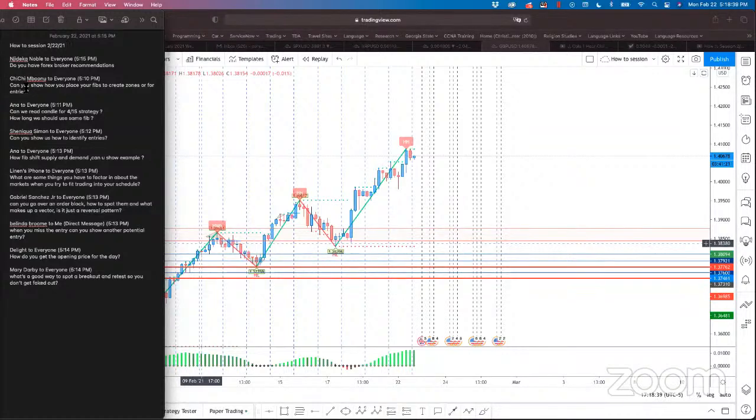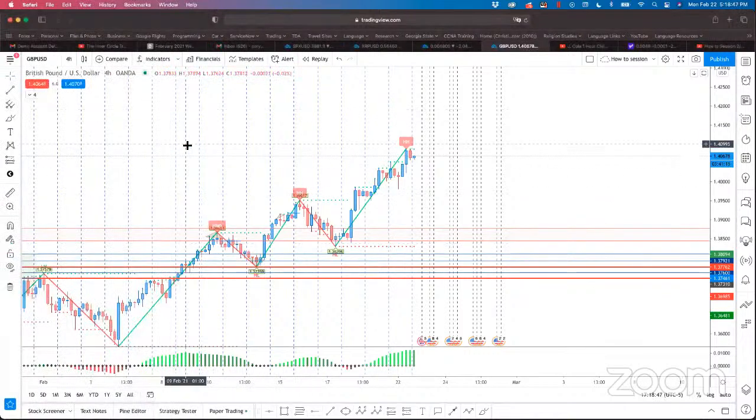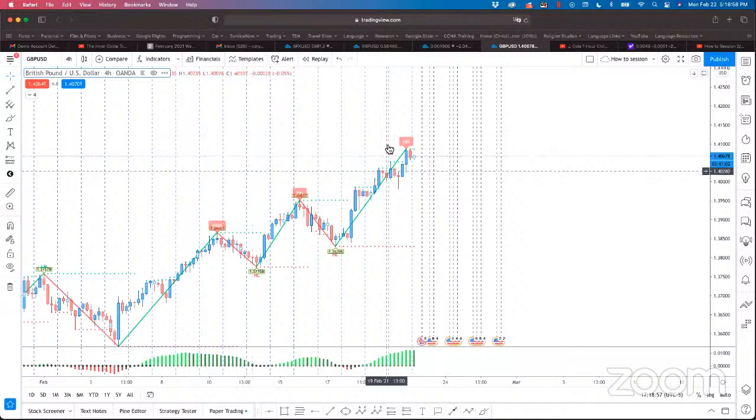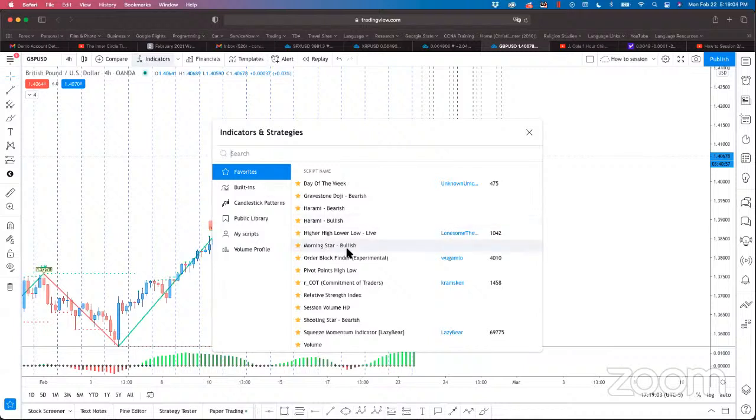ChiCi asked, can you show where to place fibs to create zones or for entries? Okay, let's clear this. Cheat code: add this indicator. If you just add this indicator right here, it's called Higher High, Higher Low, the blue one. It's got about 1,042 hits on it. This is the cheat code.